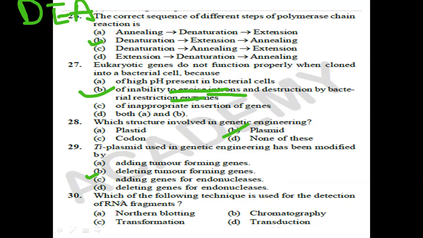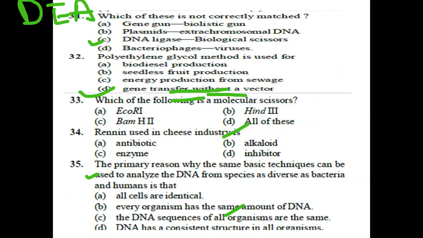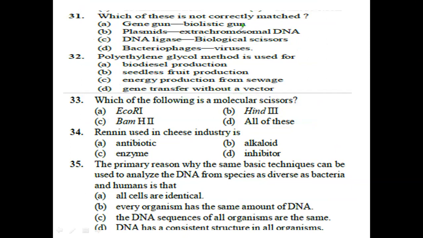Which of the following techniques has been used for detection of RNA fragments? It's chromatography, one of the techniques used to identify the different lengths of RNA fragments that can be separated out. Which of the following is not correctly matched? Gene gun, biolistic gun; plasmid, extra chromosomal DNA; ligase, molecular scissor; bacteriophage, virus. It's not molecular scissor, it is sutures.